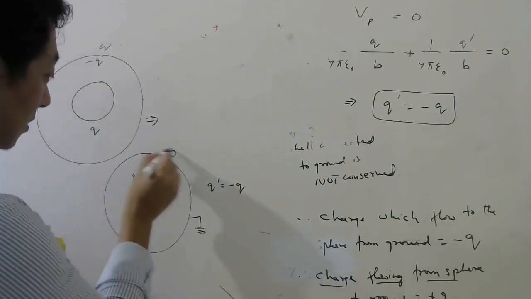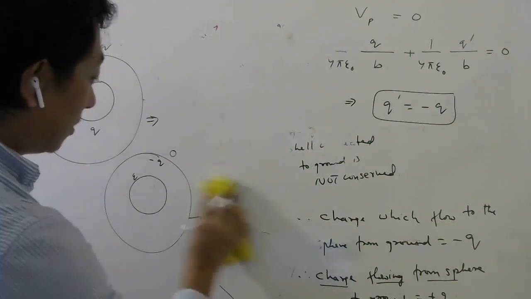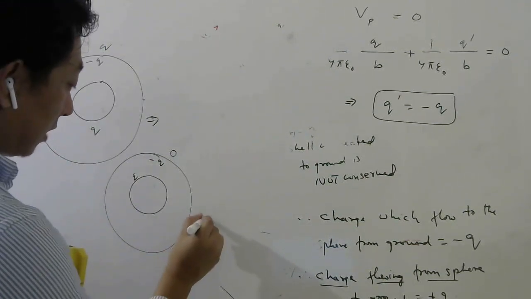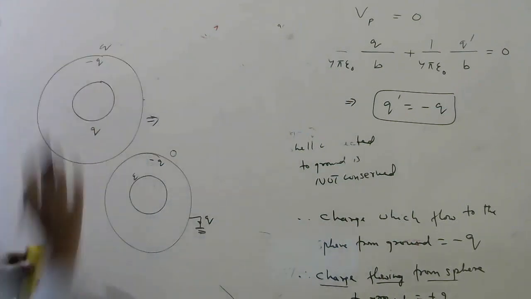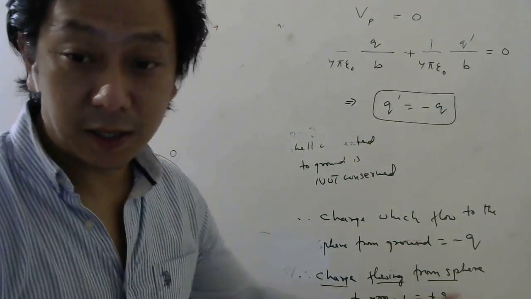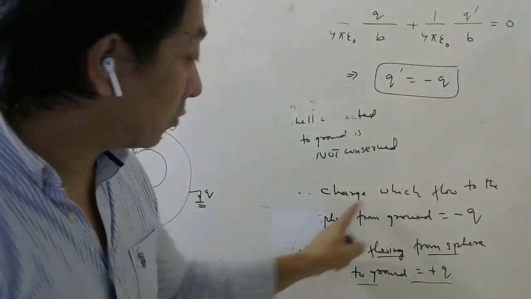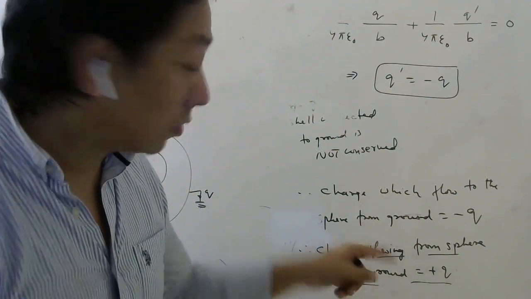I found this will be 0. So how can it be 0? It was q, how will it be 0? The only way it can be 0 is that q charge has to go this way, whichever was there. And that is what I calculated. That is what I found. Charge flowing from sphere to ground. We got charge flowing from ground to sphere.